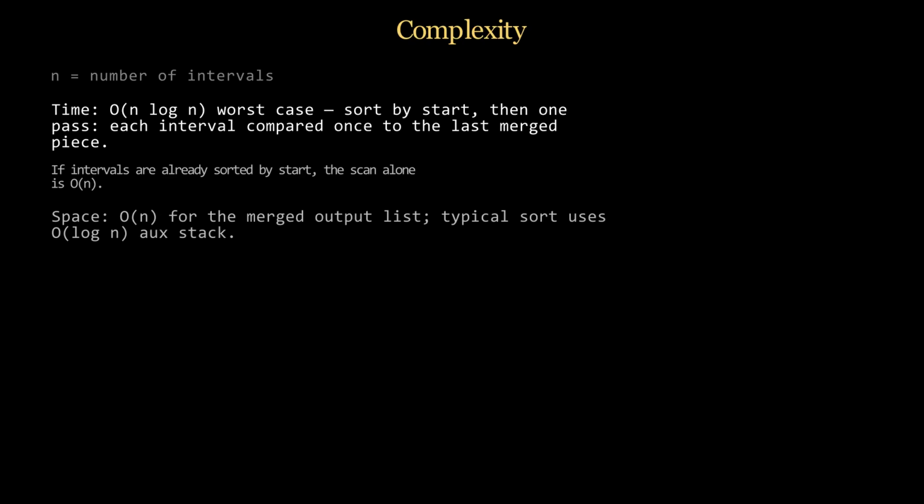N is the number of intervals. Time is O(n log n) in the usual solution. We sort by start, then walk the list once and merge into the last interval when overlaps occur. If the input is already sorted, that walk is linear. Space is O(n) for the output list, and typical sorts use O(log n) auxiliary stack space.